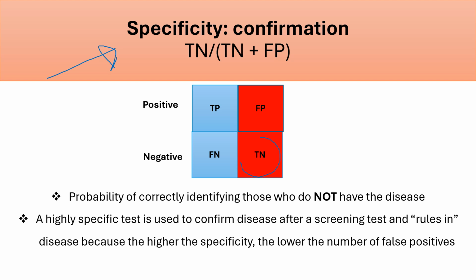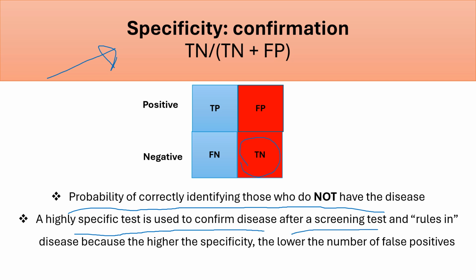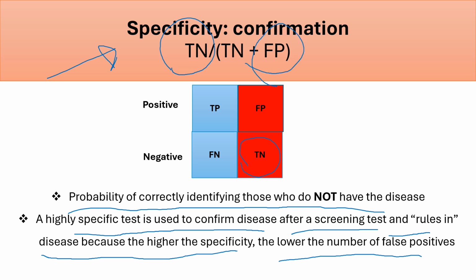To emphasize, specificity measures the true negatives, so the probability of correctly identifying those who do not have the disease. A highly specific test is used to confirm disease after a screening test and rules in the disease, because the higher the specificity, the lower the number of false positives.